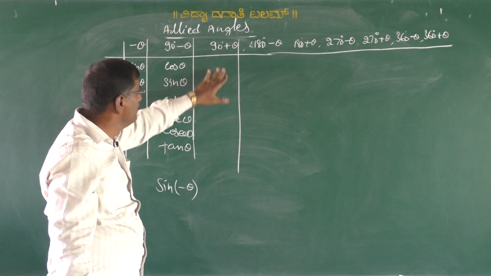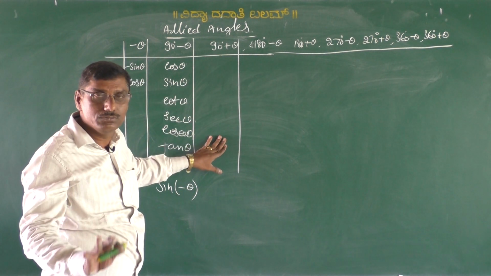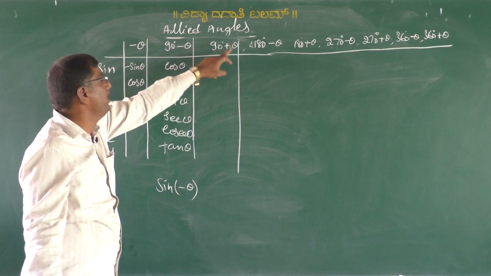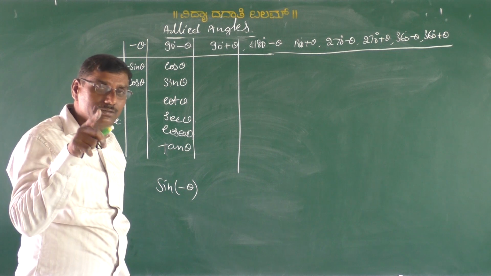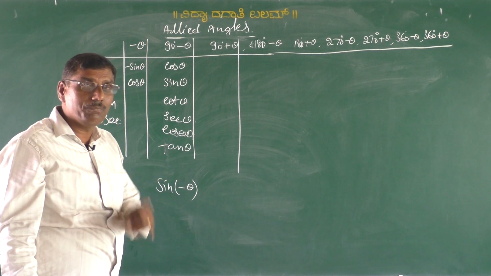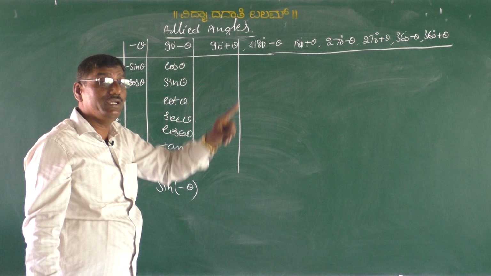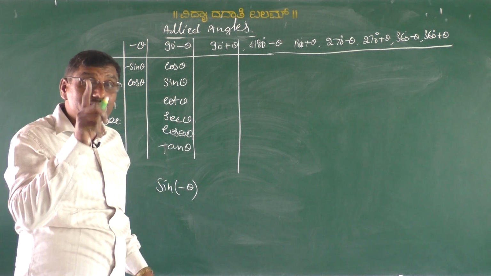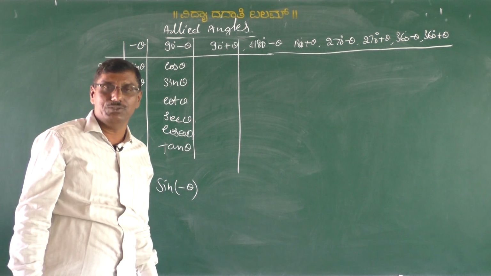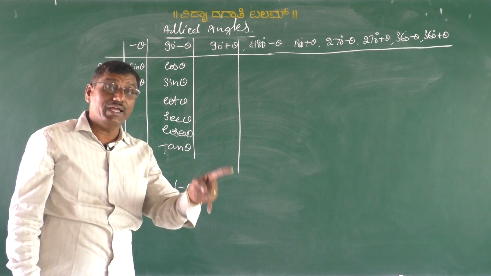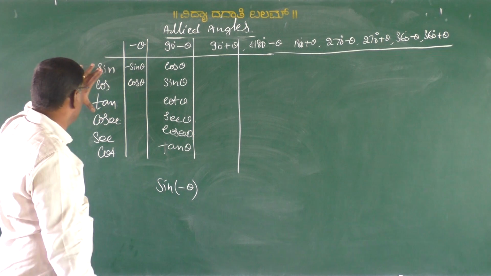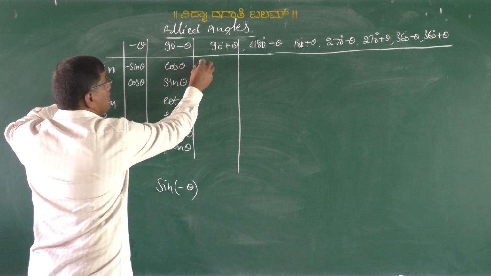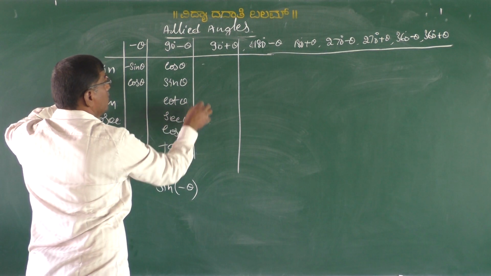For 90, these are all co-ratios, no doubt. That is, sine of 90 plus theta is cos theta, no doubt. But for the third condition, we have to apply the sign. 90 plus theta is in the second quadrant. In the second quadrant, my dear students, sine and cosecant are positive. This is positive, this is positive.